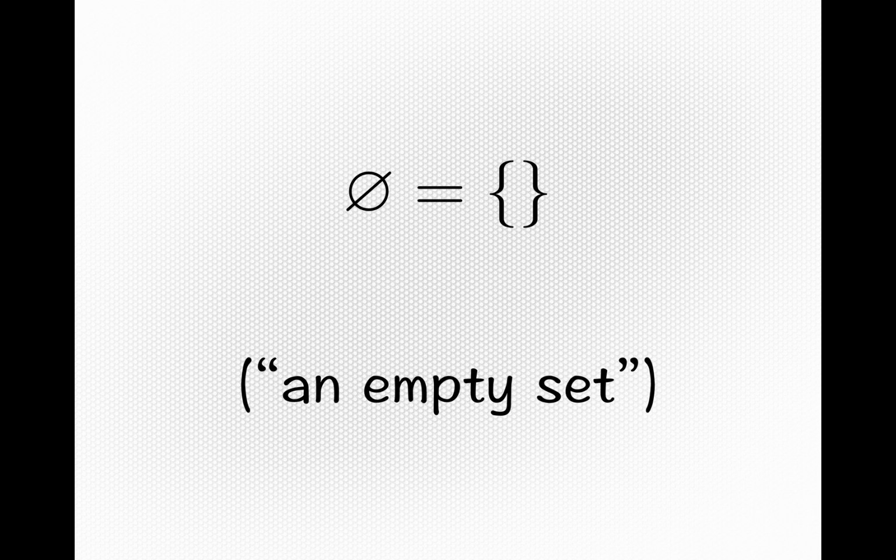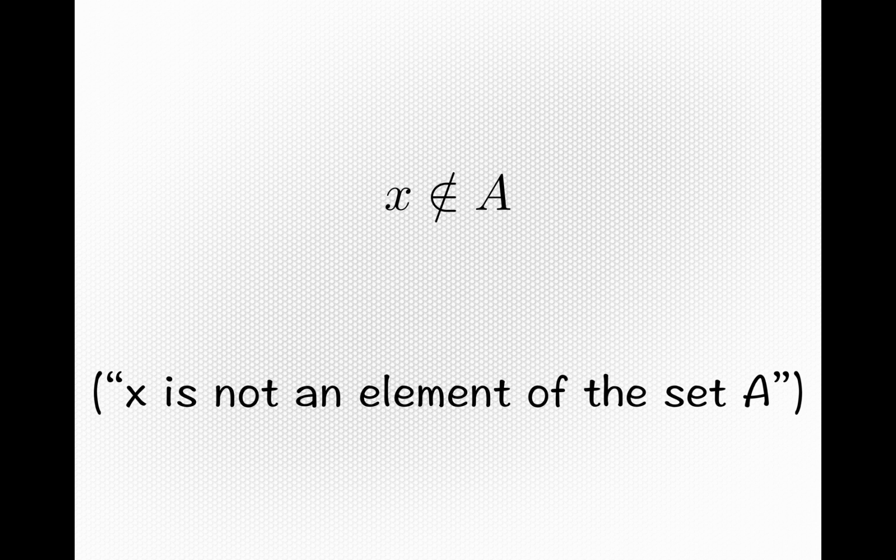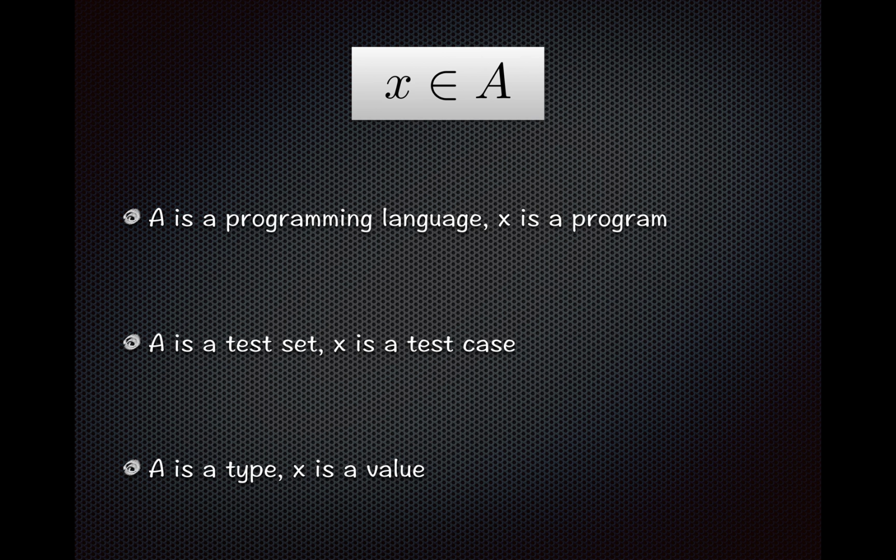Here's a special symbol for an empty set. It could be written as on the right with curly open, curly close, but usually we use this special thing. Then if we write it like this, we read it as: x is an element of the set A. And of course, we could also write that x is not an element of the set A. And obviously, if there is some element in a set, then that set is not empty.